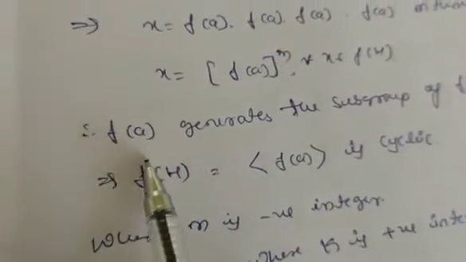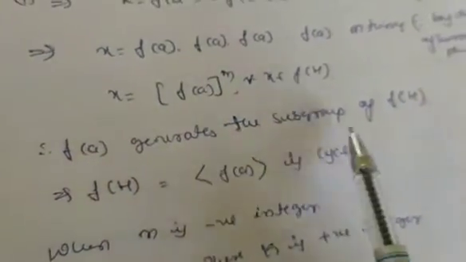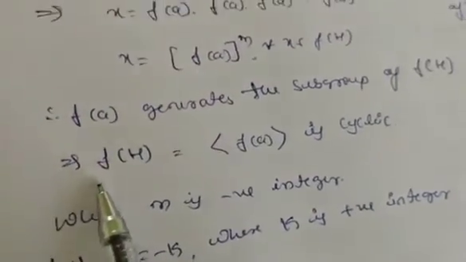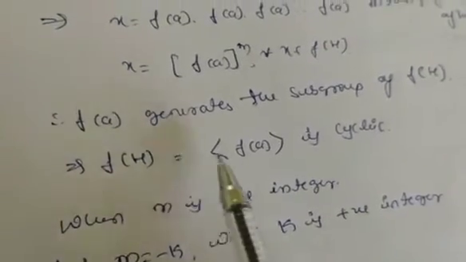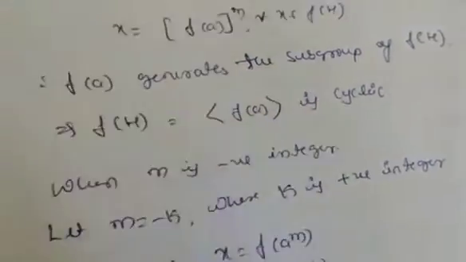Because f of a generates the subgroup f of H, since every element is in the form f of a raised to m, it is the generator here. This implies f of H is equal to the cyclic group generated by f of a. The elements are in the form of powers of f of a only, so it is cyclic.